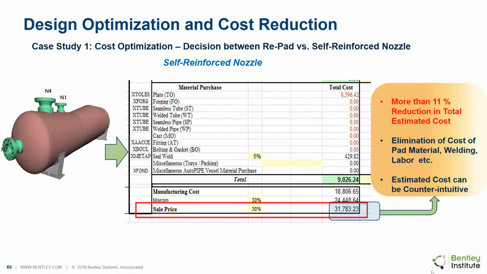The reason for more than 11% cost reduction was the elimination of the cost of pad materials, welding, machining, and all the associated labor costs in this particular case, which are incurred in the re-pad option. Therefore, the actual estimated cost can sometimes be counterintuitive, and it is not possible to decide between various design options unless the estimated costs of all possible cases are individually analyzed. This would lead to better decision making and reduce total cost.